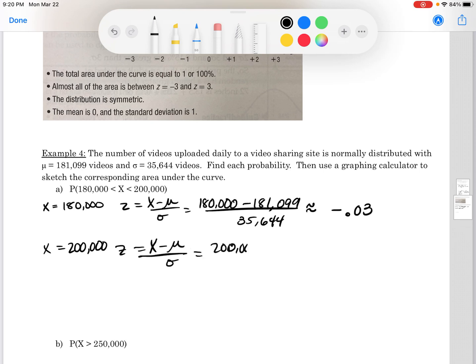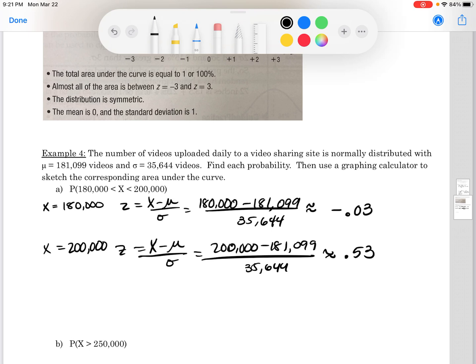200,000 minus 181.99 over 35,644. And that's going to give us about 0.53. Okay, so what that's telling us is that the first number, that 180,000, is negative 0.03 standard deviations to the left. 200,000 is almost half of a standard deviation to the right.